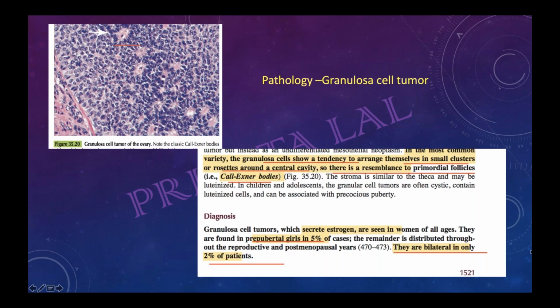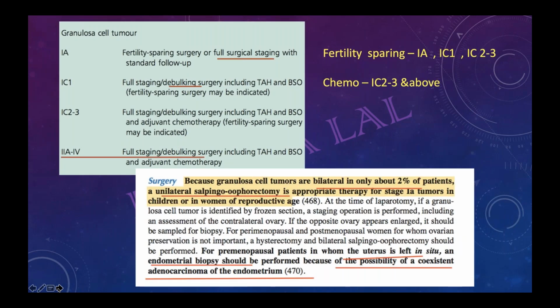Usually they can be present in prepubertal girls in only 5% of the cases. In a young girl, they may come with precocious puberty or something. Prepubertal girl 5%, and they are bilateral only in 2% of the cases. I don't think a question can come from here, because this is not from the standard textbooks. I put it here just for general knowledge. So this much is required for granulosa cell tumor.